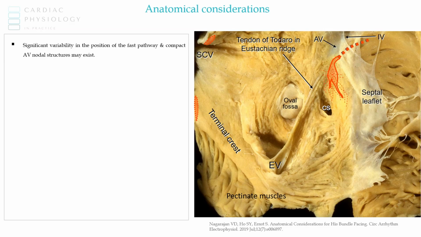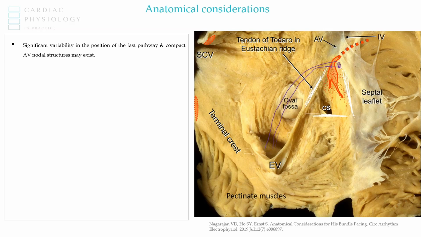We can see the tendon of Todaro in this region here, forming one side of the triangle. We can see the septal leaflet of the tricuspid valve forming the other side of the triangle, and we can see the base of the coronary sinus ostium forming the base of the triangle, and then they've marked out the compact AV node in red. So we'd expect a His catheter to be located in this region, I'll do that in purple, in this region here. And so we'd expect the coronary sinus catheter to be located inside the coronary sinus.